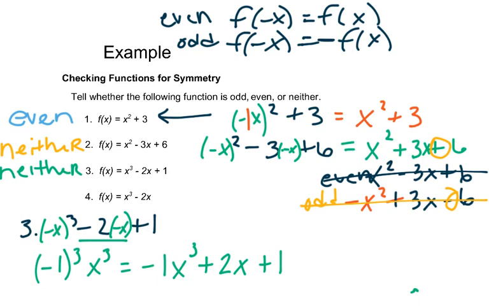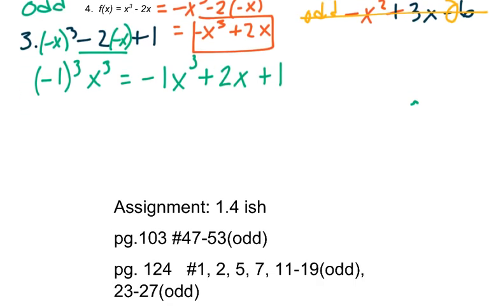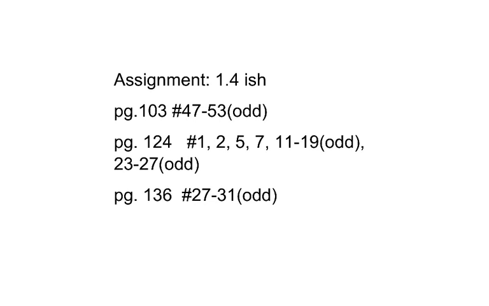And then the last one, going through that piece, if we take our negative x and cube it, remember that's going to end up with negative x cubed as we had in the previous problem. And then we're going to have negative 2 times negative x, which makes plus 2x. So negative x cubed plus 2x becomes our composite function, and if we look at the original, everything is opposite. So this one is going to be odd. Alright, so there's our assignment, and it's going to be the same as these types of examples, so good practice.